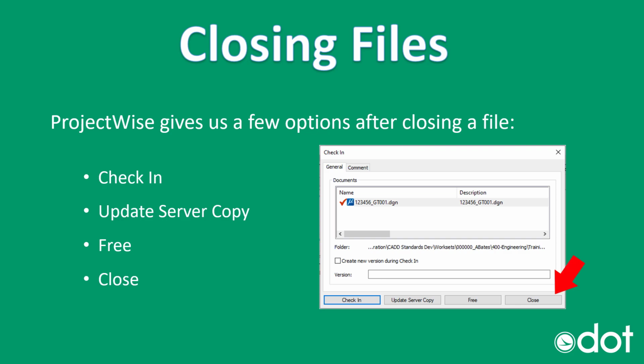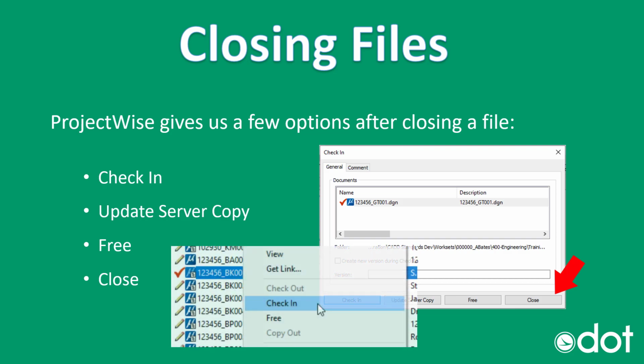Next we have the close button. So what this button does is it dismisses the check-in window with no changes. The document remains locked and checked out to you. So any user that needs to get into this file will not be able to access this except for you. If you've ever hit the close button by accident, there is another way to check this file in or free this file. It's to just right click and navigate to those options that you want to use.